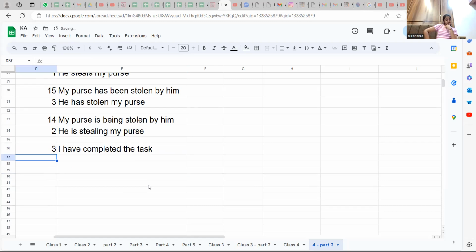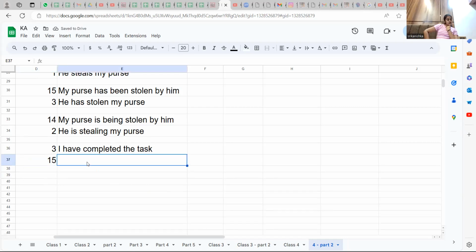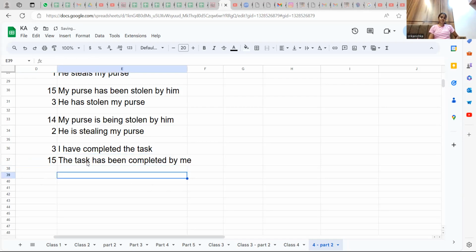Very nice. Change to number 15. Correct. Now change the subject to object and change the verb form. That's all. The task has been completed by me. That's all it is. Wow. This is the result of the persistence you had. Note it down. Finish this. Very nice.